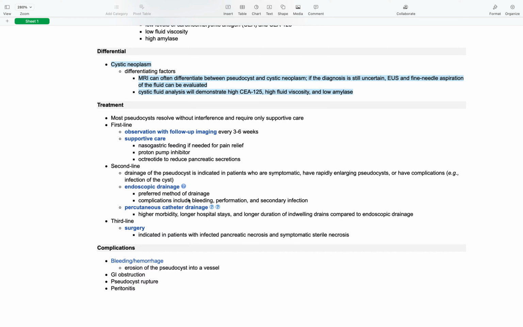There are some complications like any other interventional procedures, which is bleeding, perforation, or secondary infection. Preferred one is endoscopic drainage, but percutaneous catheter drainage is always associated with more risk, high mortality, morbidities, longer hospital stay, and therefore endoscopic drainage is always preferred. Third line treatment is surgery, which is indicated in patients with infected pancreatic necrosis and symptomatic sterile necrosis.